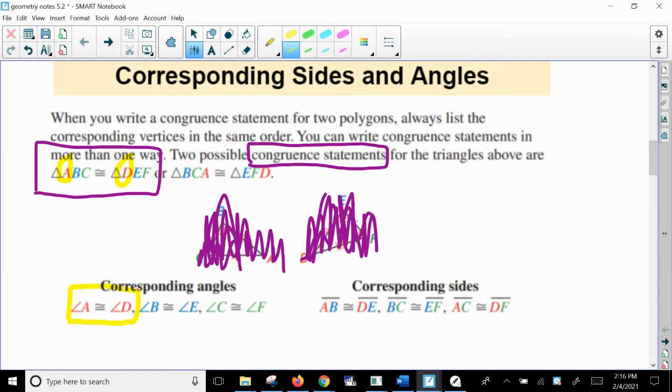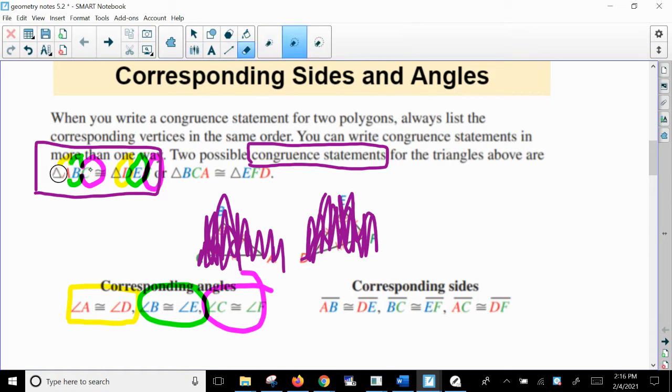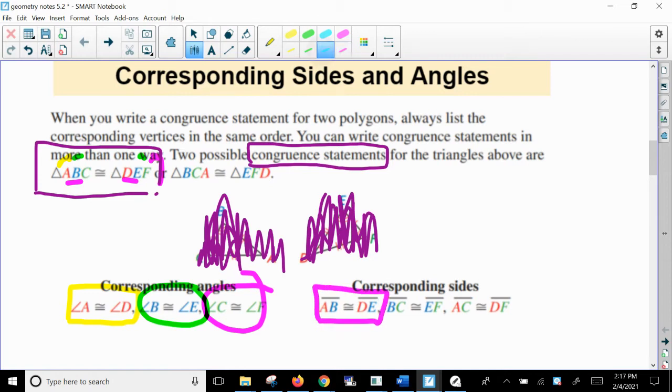They are congruent. Same with letters B and E. Those are corresponding angles. They are congruent. And lastly, angles C and F are corresponding angles, so they are congruent. You could use the order of the letters to find your congruent segments too. Same thing. Look at how segment AB and DF are in the same position. And then you got BC and EF, etc.